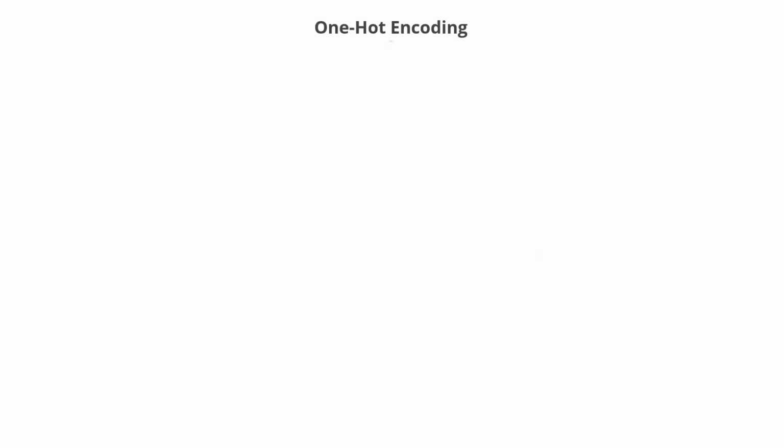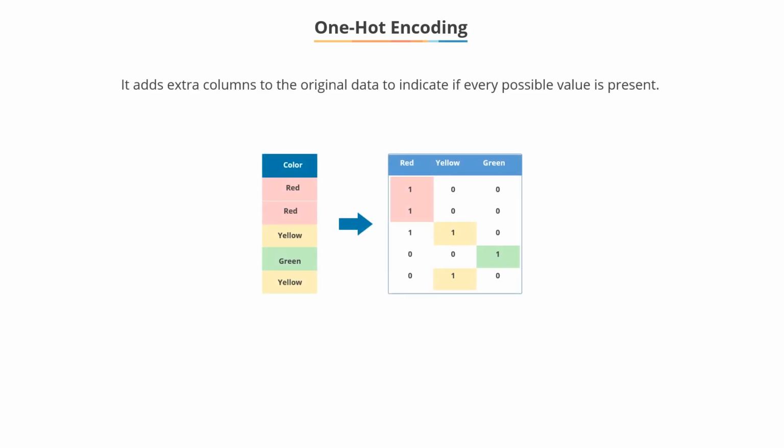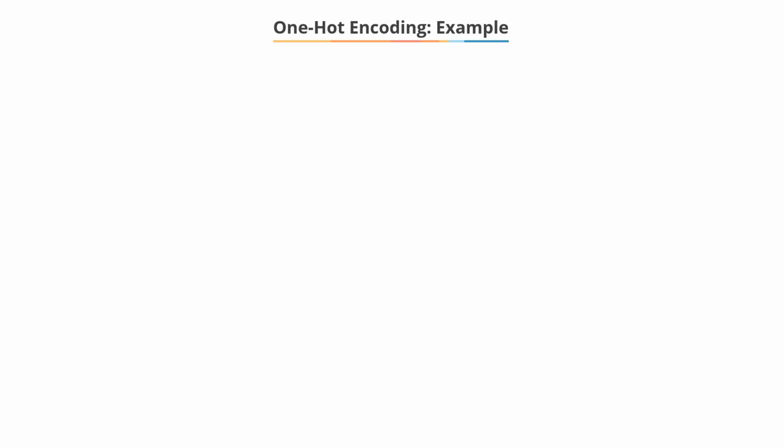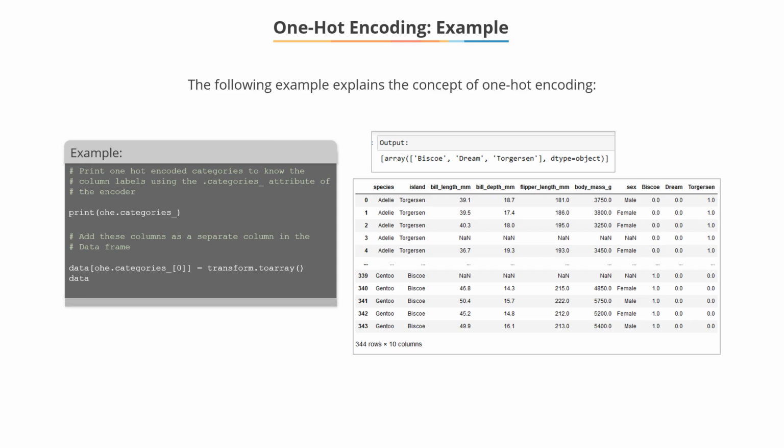The second encoding scheme is one-hot encoding. This adds extra columns to the original data to show if every possible value is present. In the example shown on screen, we will first import the required libraries before loading the dataset into a pandas data frame. The next step is to create a one-hot encoder object and then fit and convert the data. It will return the array version of the transformed data, which we will print. Then, we will print the one-hot encoded categories to determine the column labels. We will then add these columns as separate columns in the data frame.